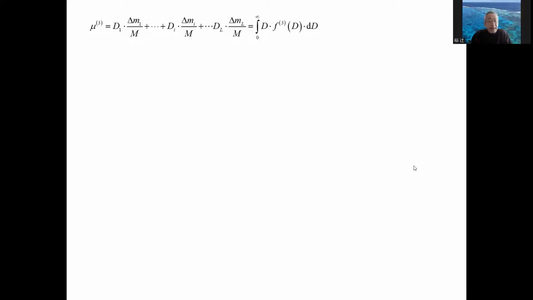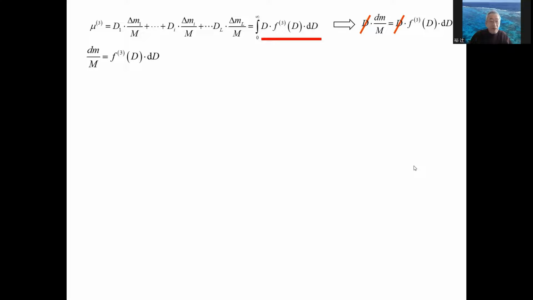The mass-based mean particle size mu3 is shown in the discrete form and in integral form. You can put d dot dm over m equal to the integrand d dot fd times dd. The symbols d on both sides cancel out each other. Then dm over m is expressed by the equation on the second line.